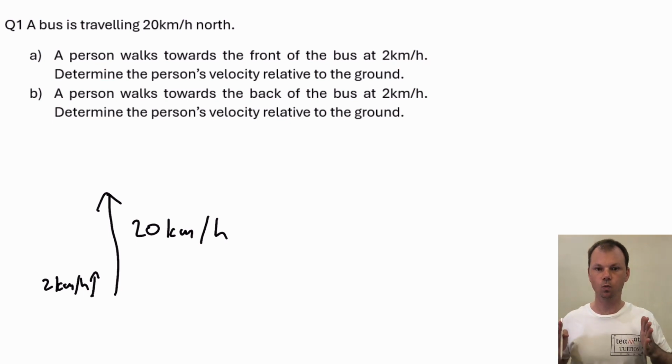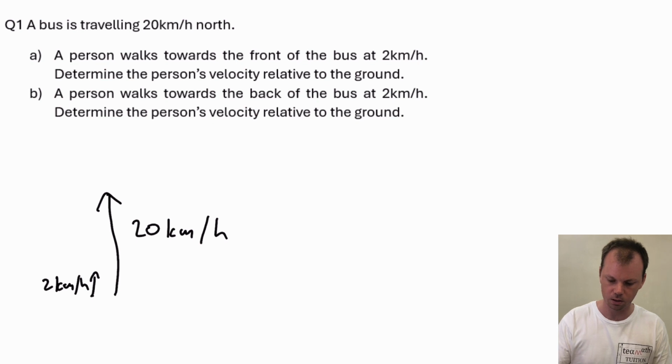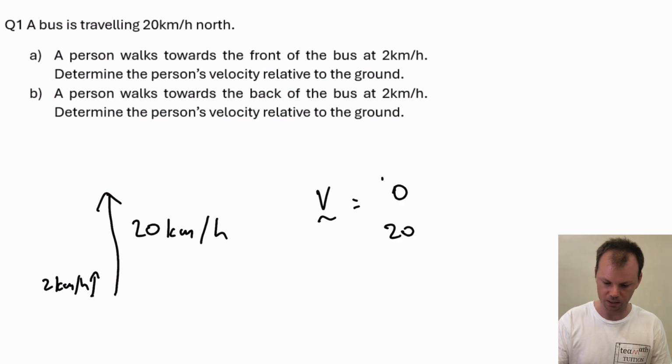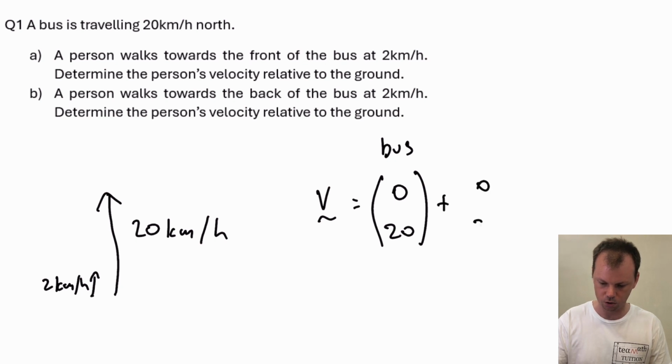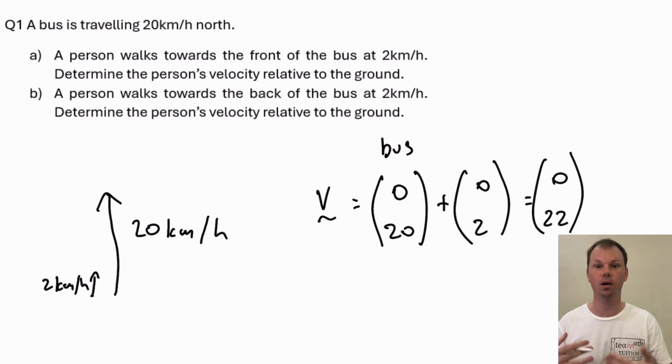They're traveling on the bus, so they're doing 20 kilometers per hour plus another 2 kilometers per hour relative to the ground. If I wanted to look at the person's velocity, we've got 0, 20, so that's 20 from the bus, plus another 2 from them, which gives 0, 22, or 22 kilometers per hour in the direction of north.